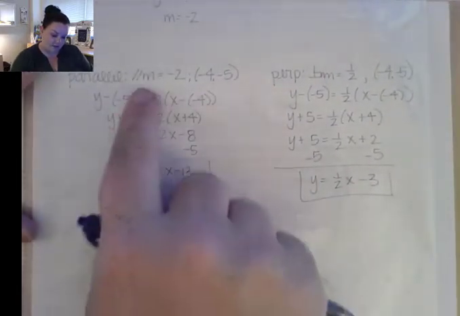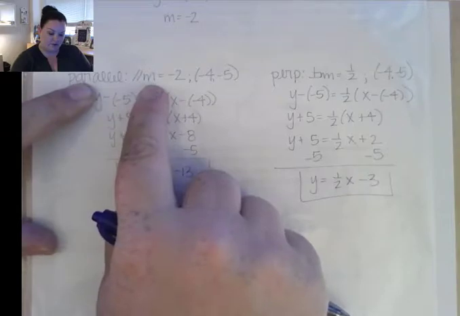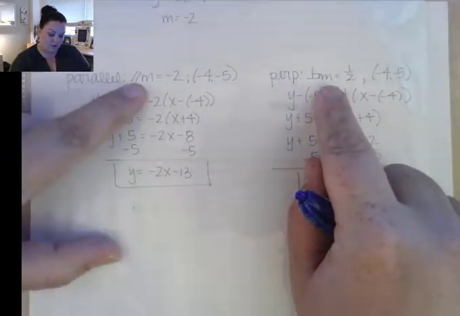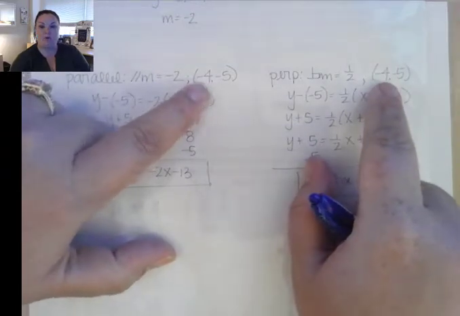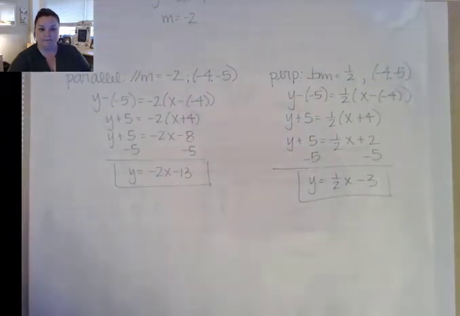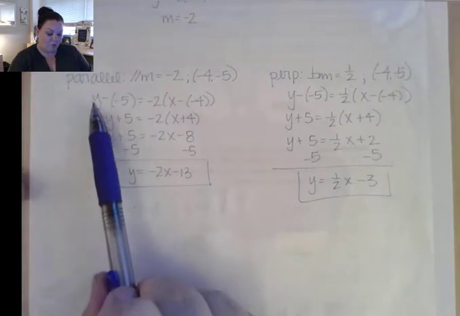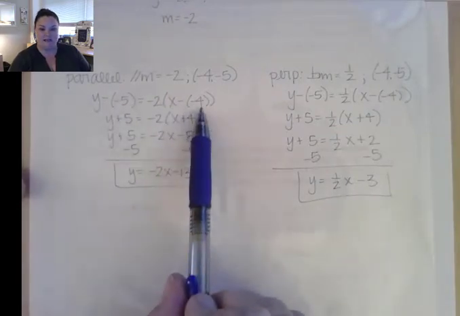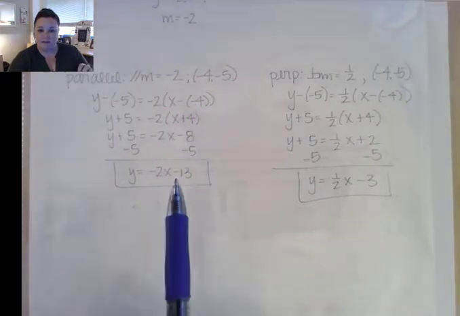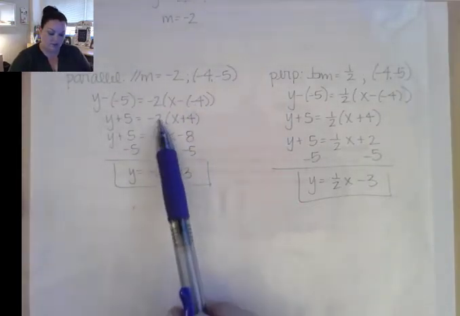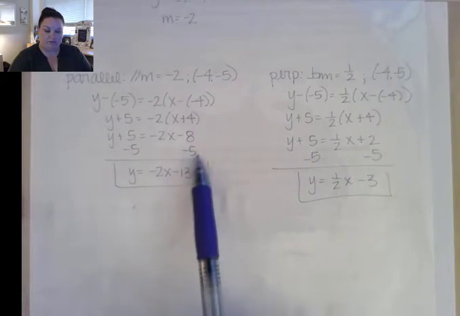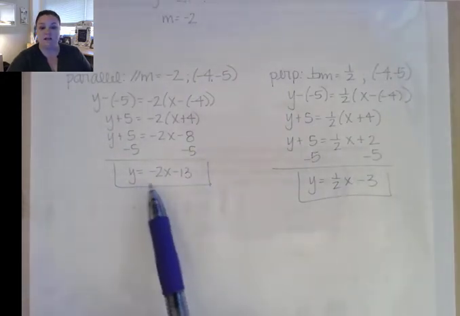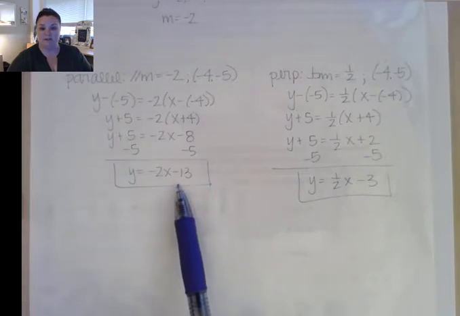Okay, so now, I'm just going to scoot this up. So now that we know the slope for parallel, which is -2, and the slope for perpendicular, which is +1/2, we're using those slopes along with the given point to find the equations of the line. So on the first one, we should have y minus a -5 is equal to -2 times x minus a -4. Our double negatives become positive. Then we distribute the -2 and move our 5 to the other side. So your parallel line should be y equals -2x minus 13.